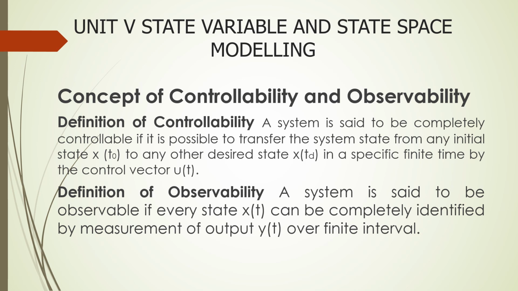A system is said to be observable if every state x of t can be completely identified by measurement of the output y of t over a finite interval of time. That is, while we are giving some input to the system and getting the output, in between we are able to read or measure the system, so we can call it observability, and we can call the system completely observable. So this should happen in a finite interval of time.